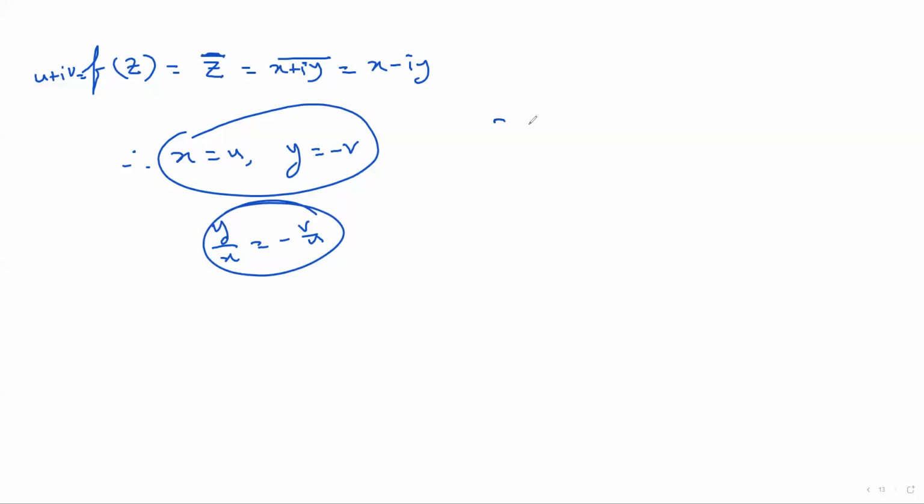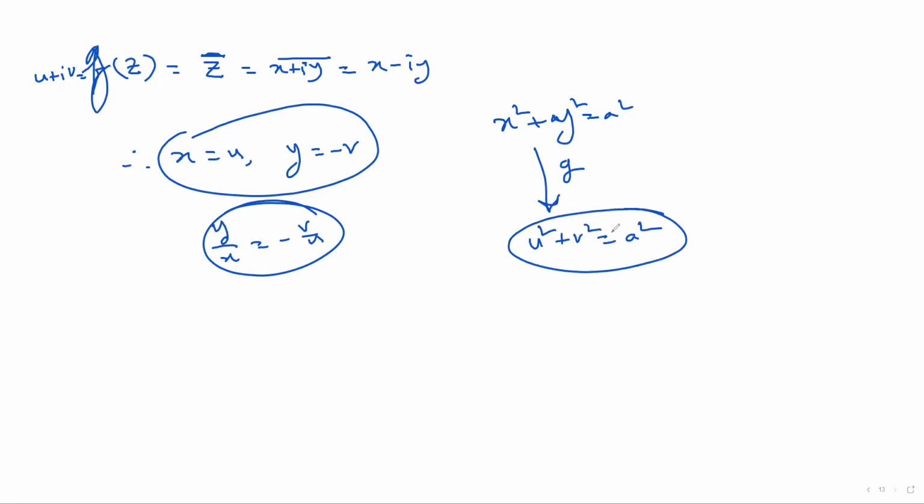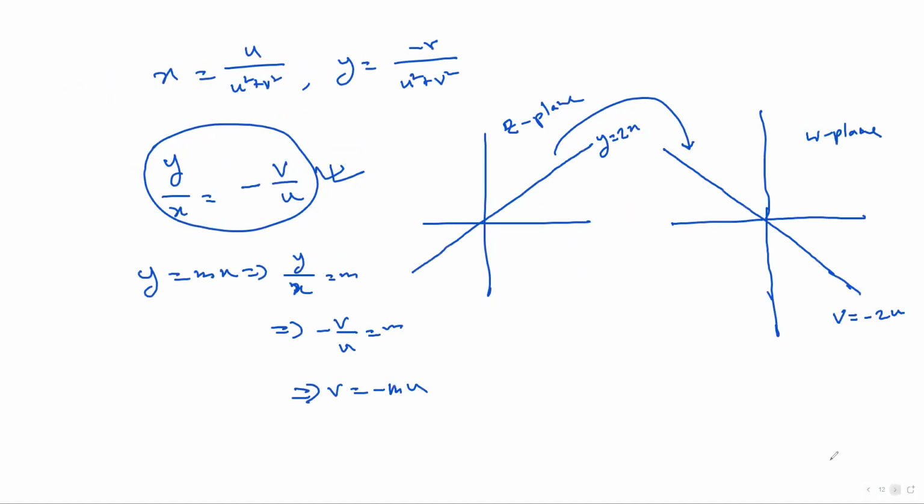So if you have a circle like x square plus y square equals a square, for this map under transformation, let's call this another map G. Under transformation influenced by G, you are going to replace u by x and y by minus v, and you are going to get the same circle, and this is true for every a. So this time each circle is going to be transformed into the same circle.